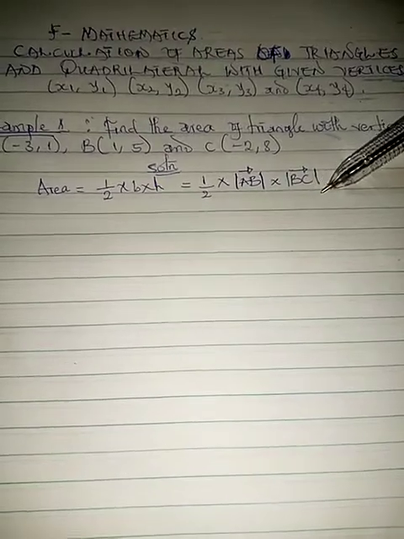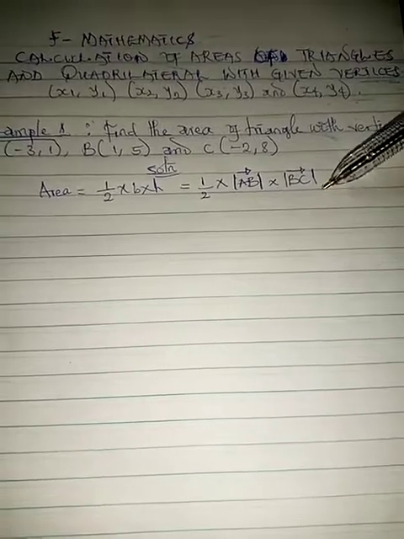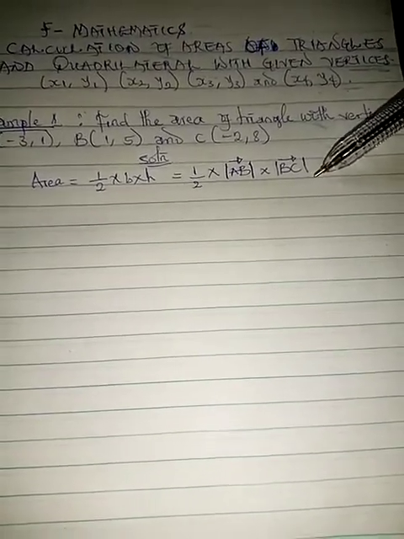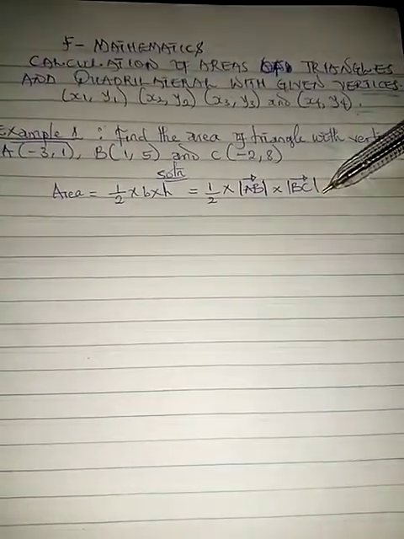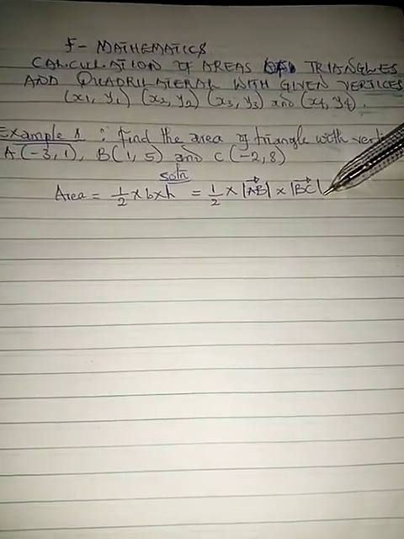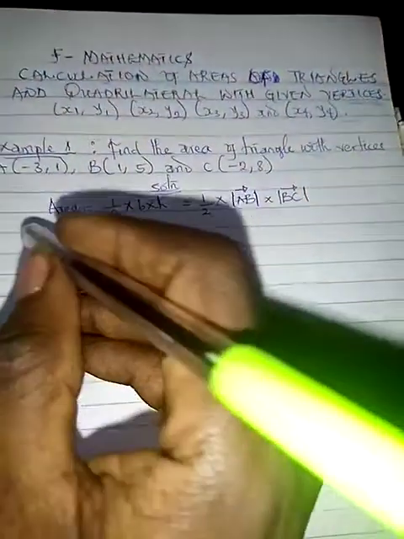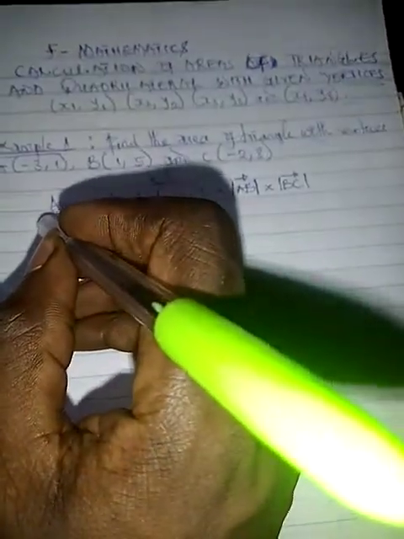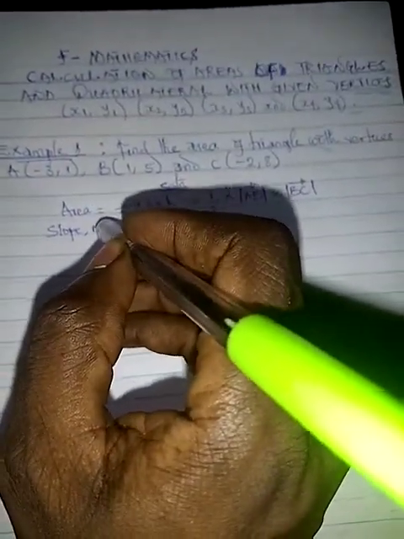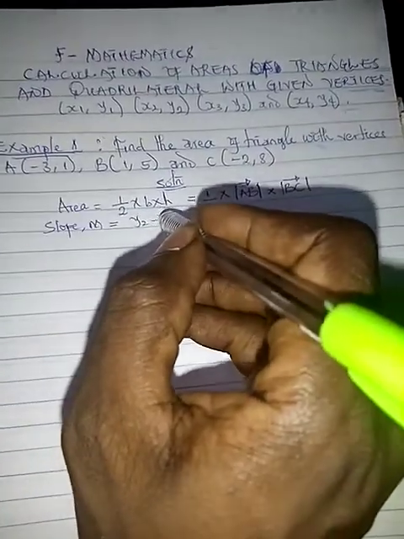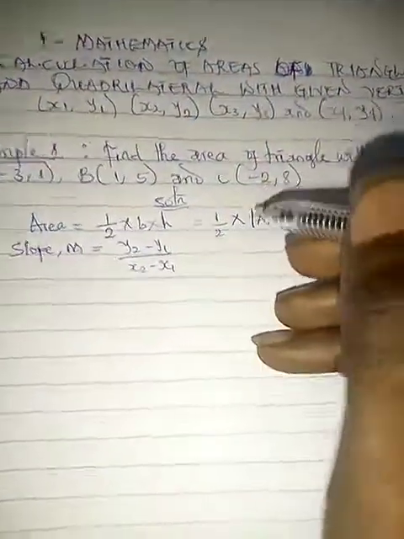Now before you can move on, you have to know what kind of triangle you are working with. If it is a theory question, it's very important, but if it is objective, you may not really take cognizance of that. But for theory question, you need to know the kind of triangle you are working with. So how do we know the kind of triangle we are working with? Then we can make use of the formula for slope. I believe you can still remember the formula for slope. Slope formula is m equals y2 minus y1 over x2 minus x1. I believe you can still remember that formula.